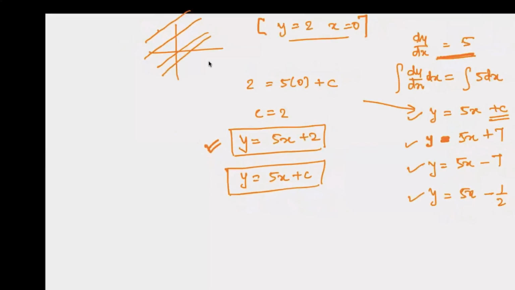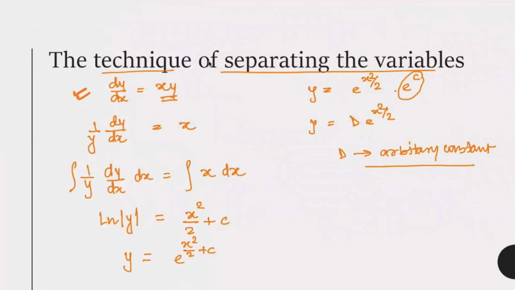What we discussed over here in the same question, this is our general solution. Now, if I want to get a particular solution, let's suppose there is a condition y equals ln2 when x equals 0. This is the initial condition we know. So we substitute: ln2 equals 0 plus c, which implies c equals ln2.